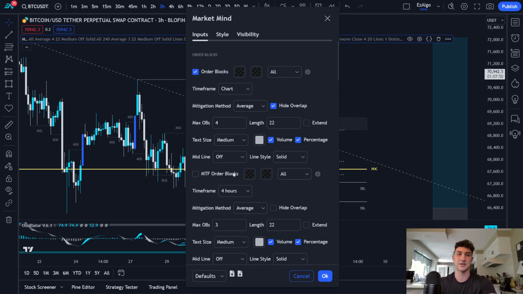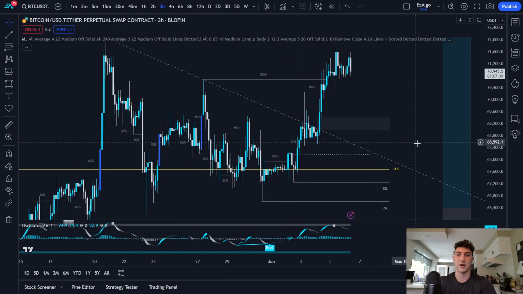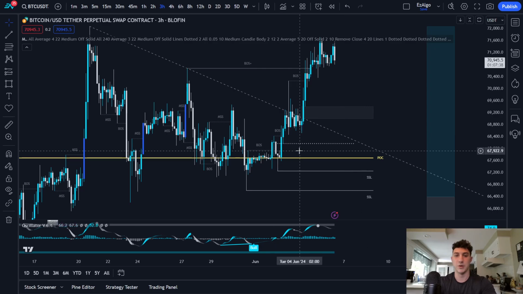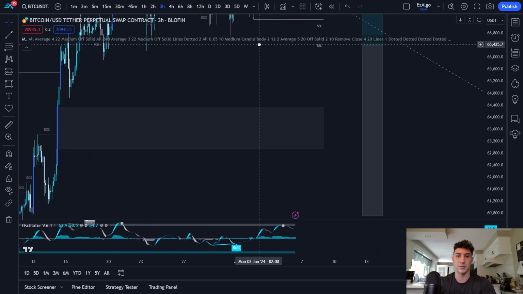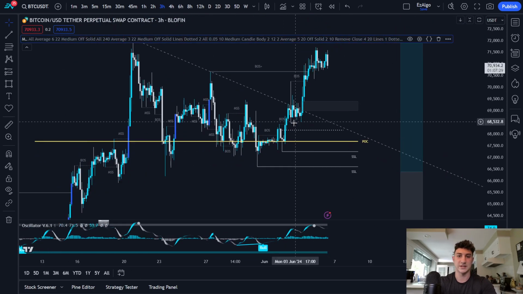Personally, I don't use this. I'll just use the time frame that I'm on. But if you want to go to, let's say, the 1 hour time frame and trade with some higher time frame order blocks, you can definitely do that. If I turn on the multi-time frame order blocks, boom. Now we see we have a 4 hour order block right here.